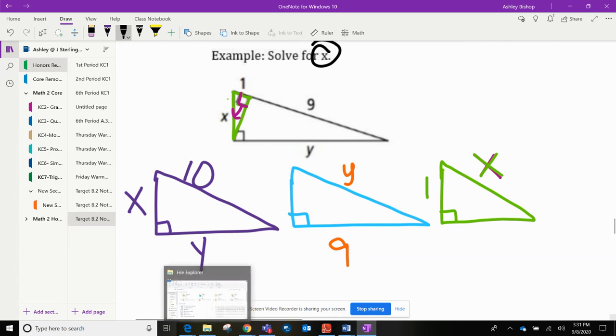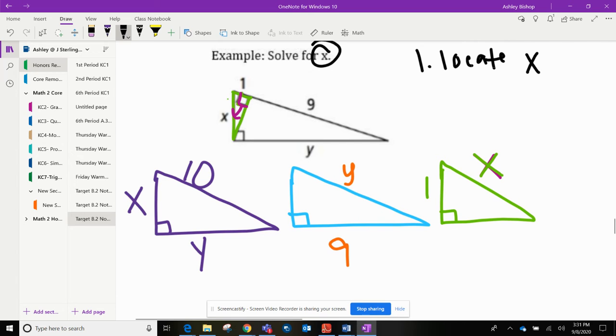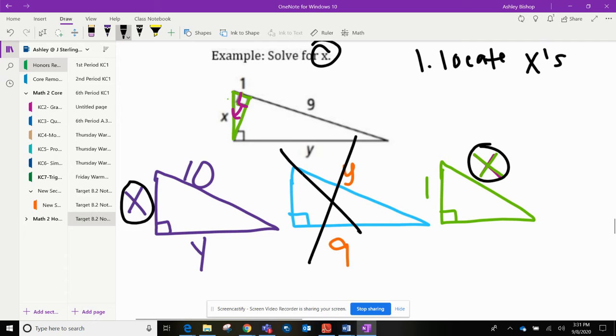And so in order to solve for X, I'm going to do 2 things. First things first is I need to find my X's. So I'm going to locate your X's. So I have an X over here and I have an X over here. My blue triangle in the middle doesn't have any X's, so I actually don't need this triangle in the problem itself. I needed this triangle to find where my X's are.